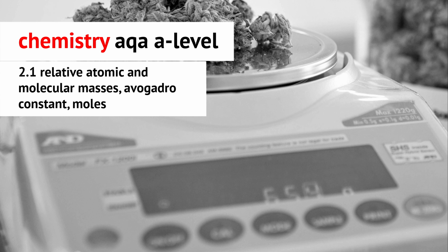So, the relative atomic mass, Ar, is the weighted average mass of an atom of an element, taking into account its naturally occurring isotopes, relative to 1/12 the relative atomic mass of an atom of carbon-12. So, relative atomic mass, Ar, equals average mass of one atom of an element divided by 1/12 mass of one atom of carbon-12.